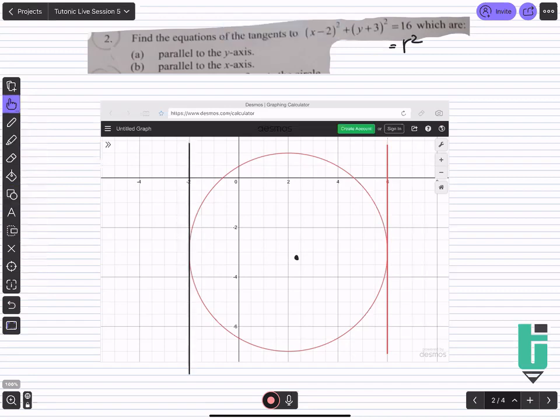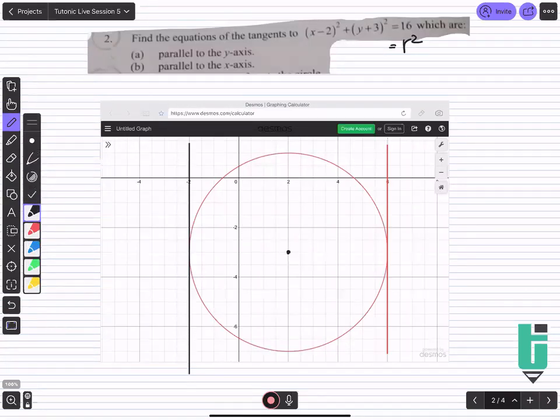You guys see that it's a vertical line, right? Now they want the equation of that line. If you draw the circle, it's kind of obvious to see what the equation is. Do you guys see that this is 6 and minus 2? If you draw the graph, you can see there's 6 and minus 2. However, if you didn't draw the graph, you could say that the center is at 2 and minus 3.